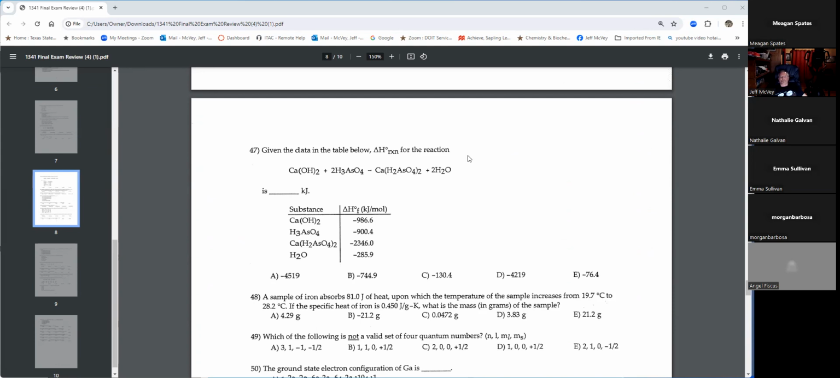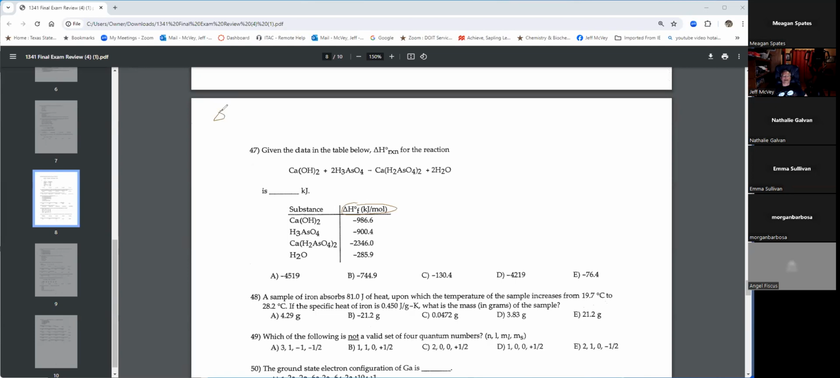Okay, yeah, both are good. Okay, let's do 47 first. And it's different than what we've been doing. These are all delta H of formation. So this is the delta H of formation, products minus reactants stuff.